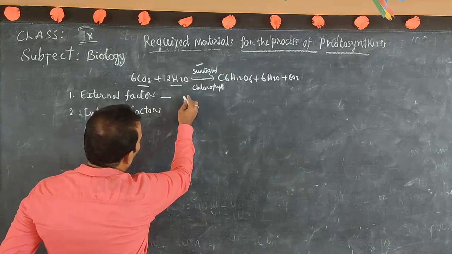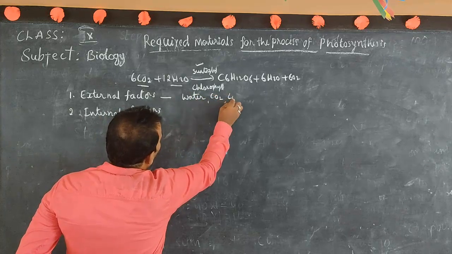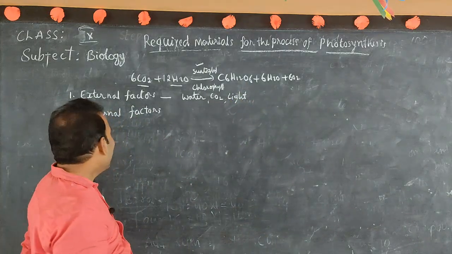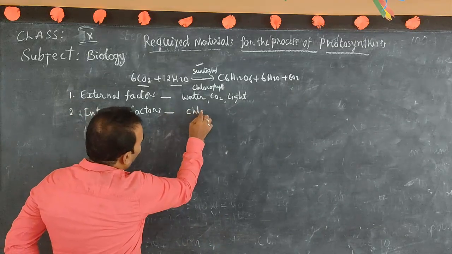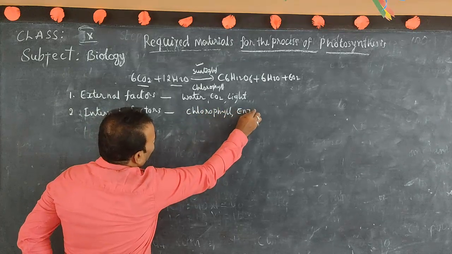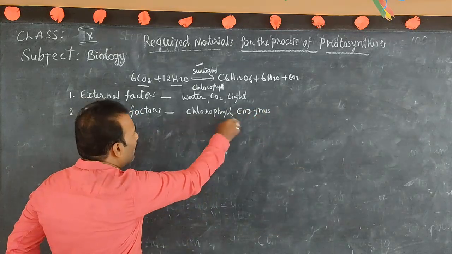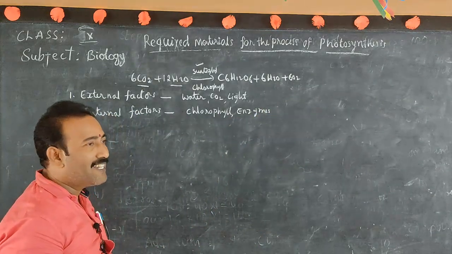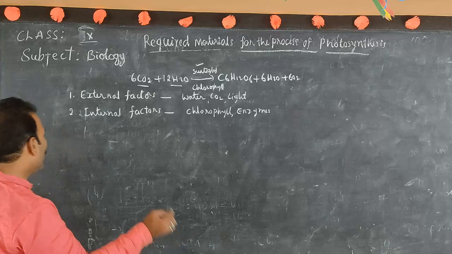The external factors are water, carbon dioxide and sunlight. The internal factors of photosynthesis are chloroplast, yes, chlorophyll and enzymes. These are present in the chloroplast. That's why we can simply say that chloroplast is the internal factor of photosynthesis. First we will discuss water.